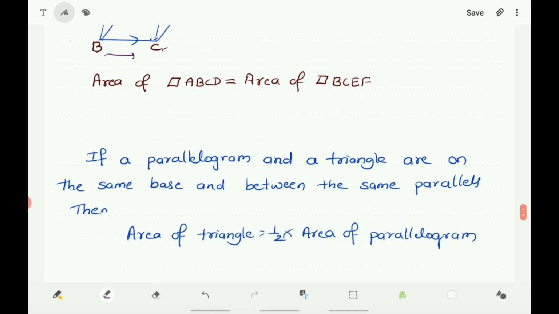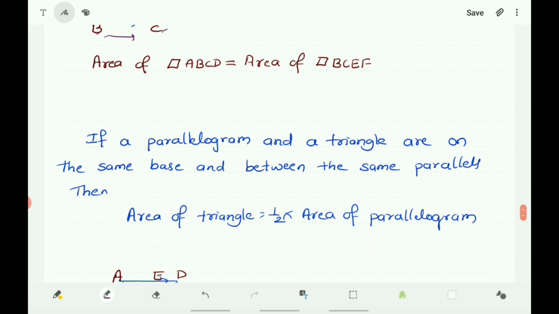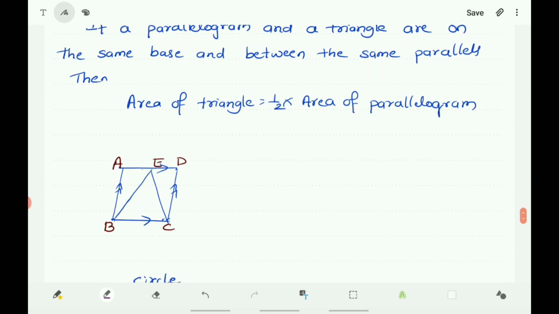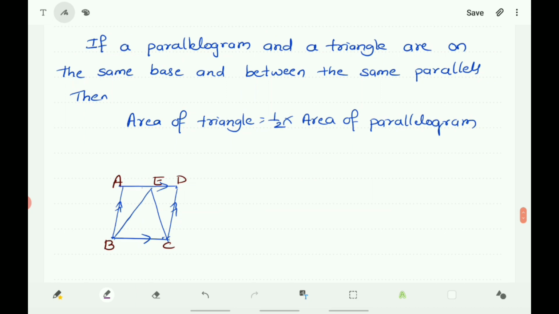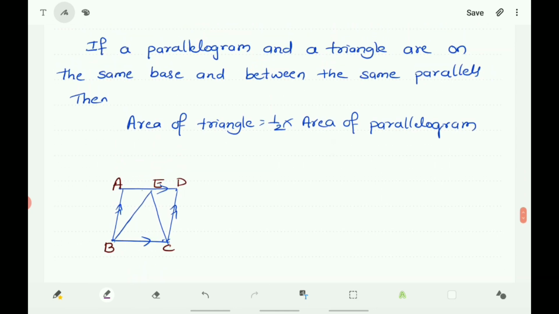Next, if a parallelogram and a triangle are on the same base and between the same parallels, then the area of the triangle is half the area of the parallelogram. See the figure here. The triangle BEC and parallelogram ABCD are on the same base BC and between the same parallels. Therefore, area of triangle BCE is equal to half into area of parallelogram ABCD.